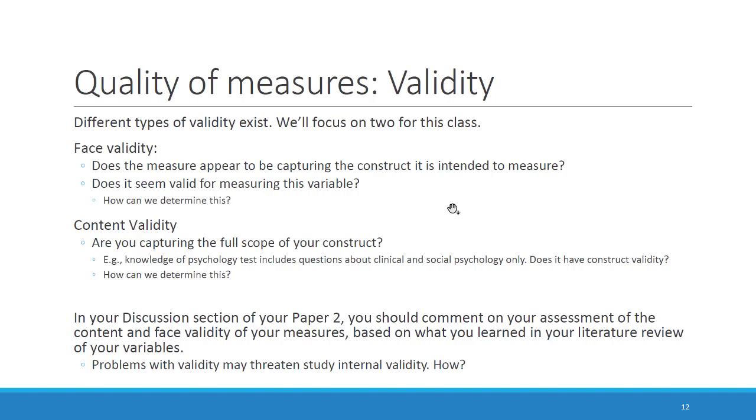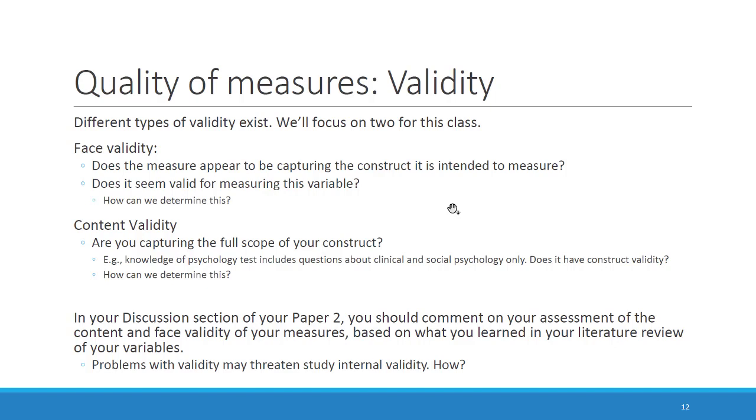The second type of validity we'll talk about for this class is content validity. Content validity refers to whether or not you're capturing the full scope of your construct. For instance, if I wanted to help develop a test for graduating psychology majors that was meant to assess their knowledge of psychology overall, and I only included questions about clinical and social psychology, my test would not have content validity, because I would only be including two components of a wide field that includes lots of other subfields.